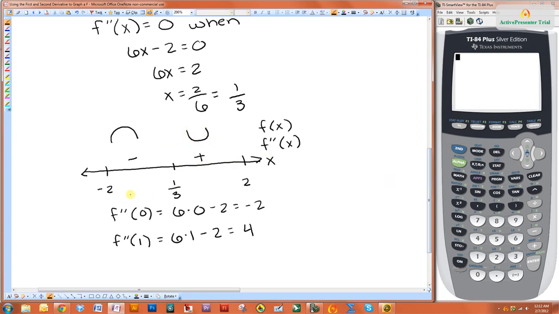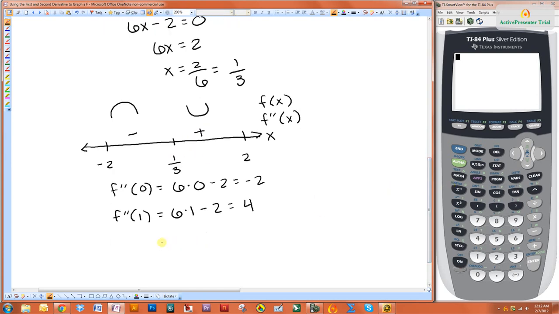Now the point of inflection is where the function changes concavity. So notice it goes from negative, downward concavity, to upward concavity. So this is a point of inflection. So x equals 1/3 is a point of inflection.